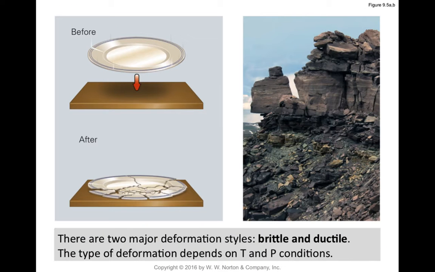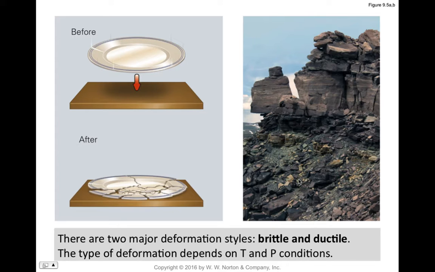Now, going back to brittle, here's an example of brittle deformation. If we take a plate and we drop it, it's gonna fracture. That's an example of brittle deformation. Here's some rocks that are probably experiencing frost wedging, and so they've already got fractures in them. So you can see the fractures coming down the slope here.